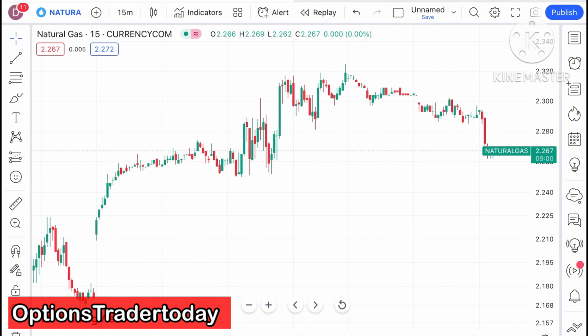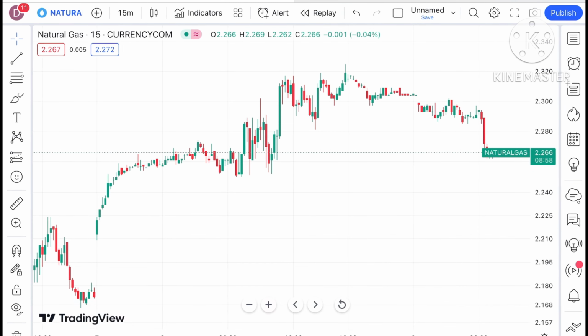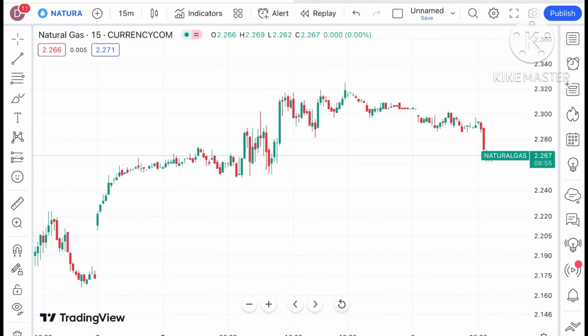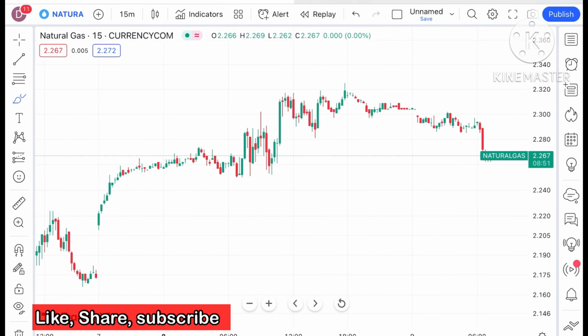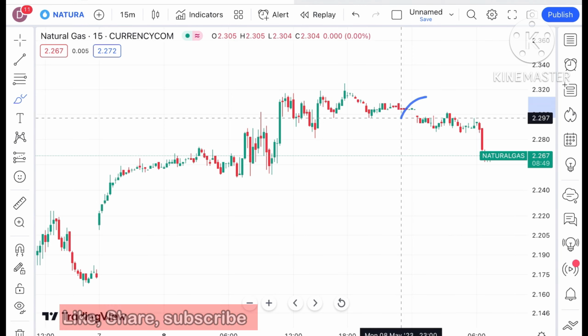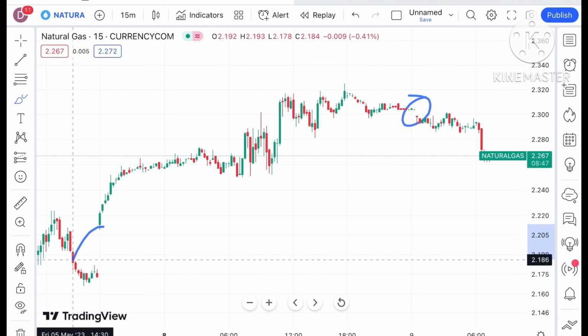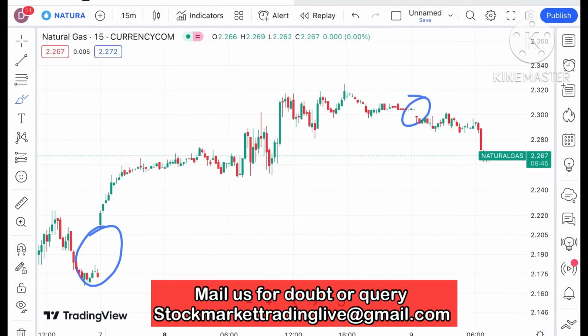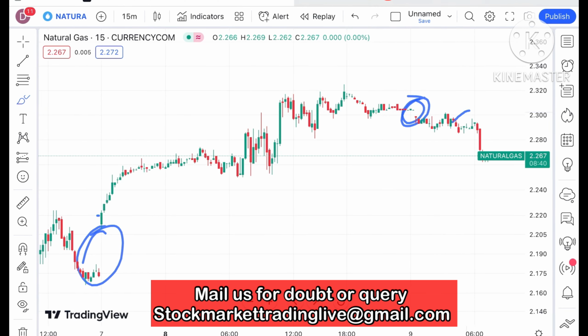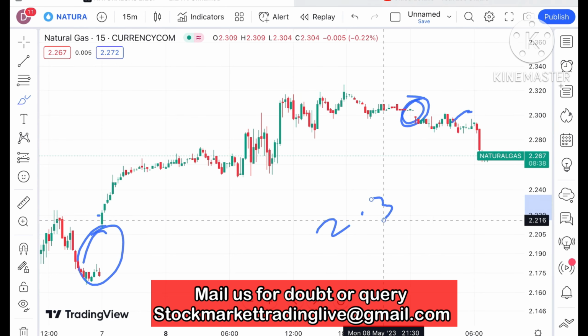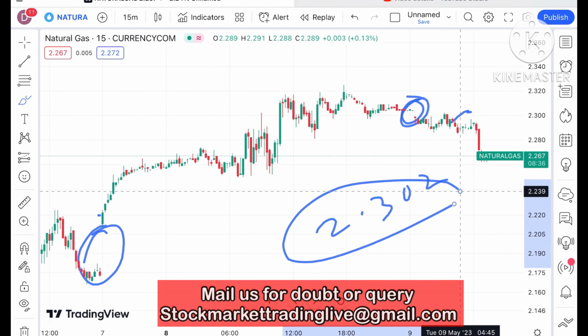So today in this video I will explain how the price of natural gas has moved in the last 2 days and how the price of natural gas can move in the next 2 days. See, if you look at the chart of natural gas, this is a 15-minute chart. This was the first gap, and this is the second gap. This gap is still pending, but this gap is already filled, as you can see looking at the high level of around 2.302. On a 15-minute chart I'm showing you.